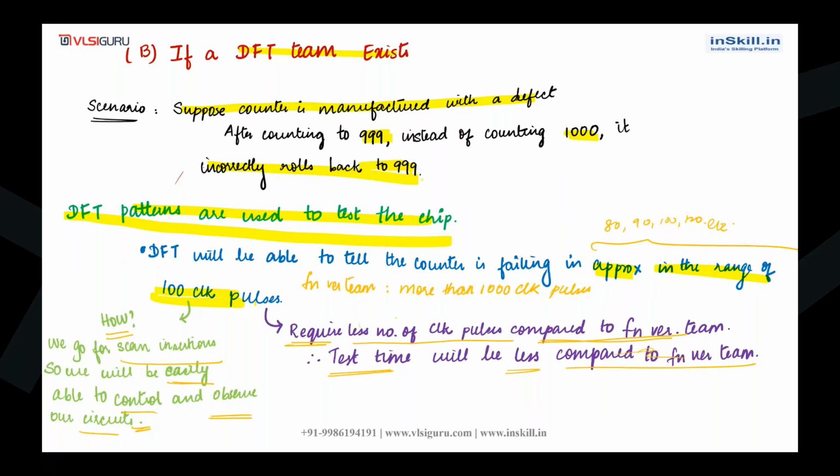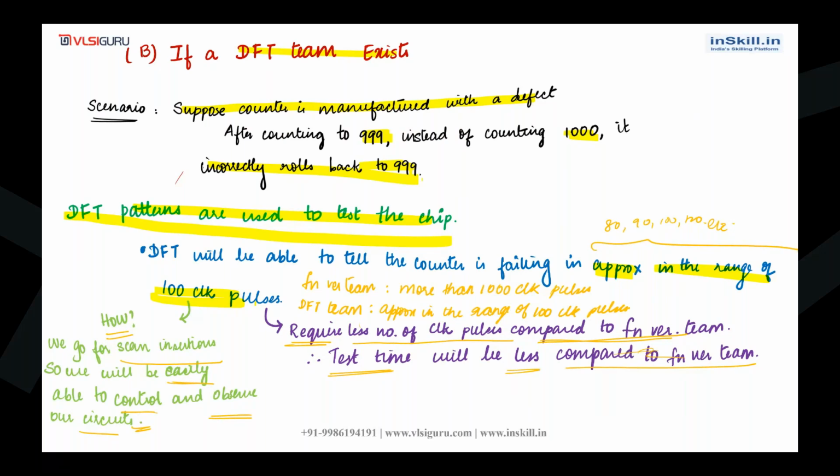So if you see, for the DFT team, we require approximately in the range of 100 clock pulses.